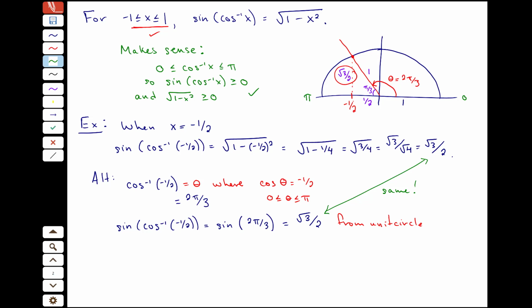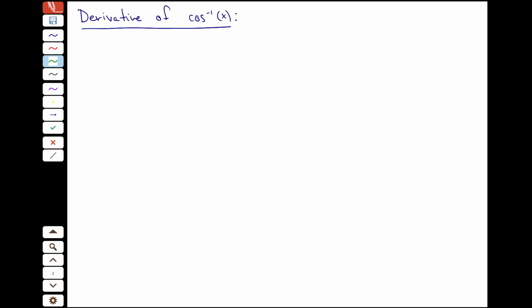Okay, so now hopefully you're convinced that sine of arc cosine x is the square root of 1 minus x squared. Now, at the beginning of this video, I said that we were going to talk about compositions and derivatives of inverse trig functions. So we're going to use what we just did to calculate the derivative of arc cosine. Now, before I actually do that, I'm going to talk about something that I see people do a lot if they're not familiar with this.